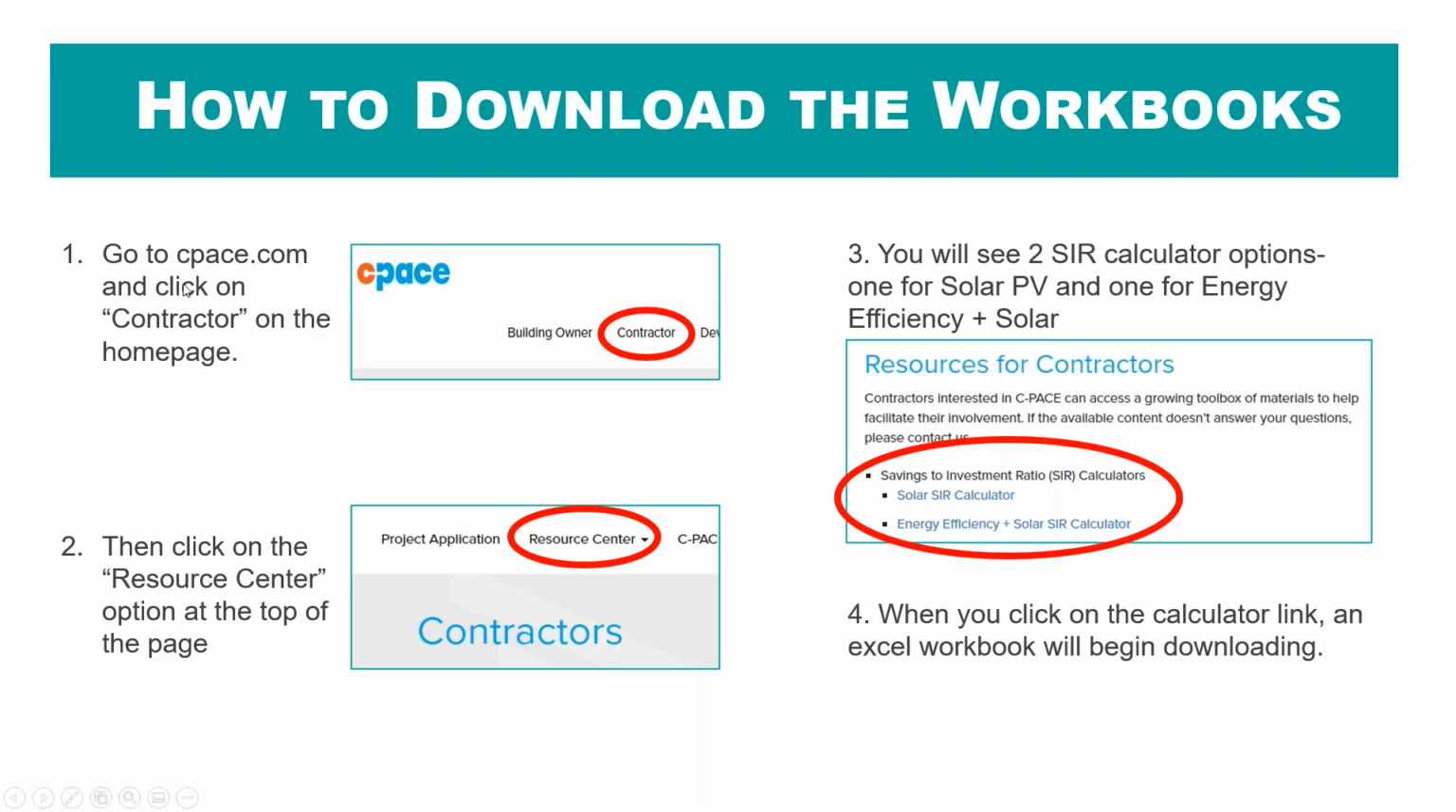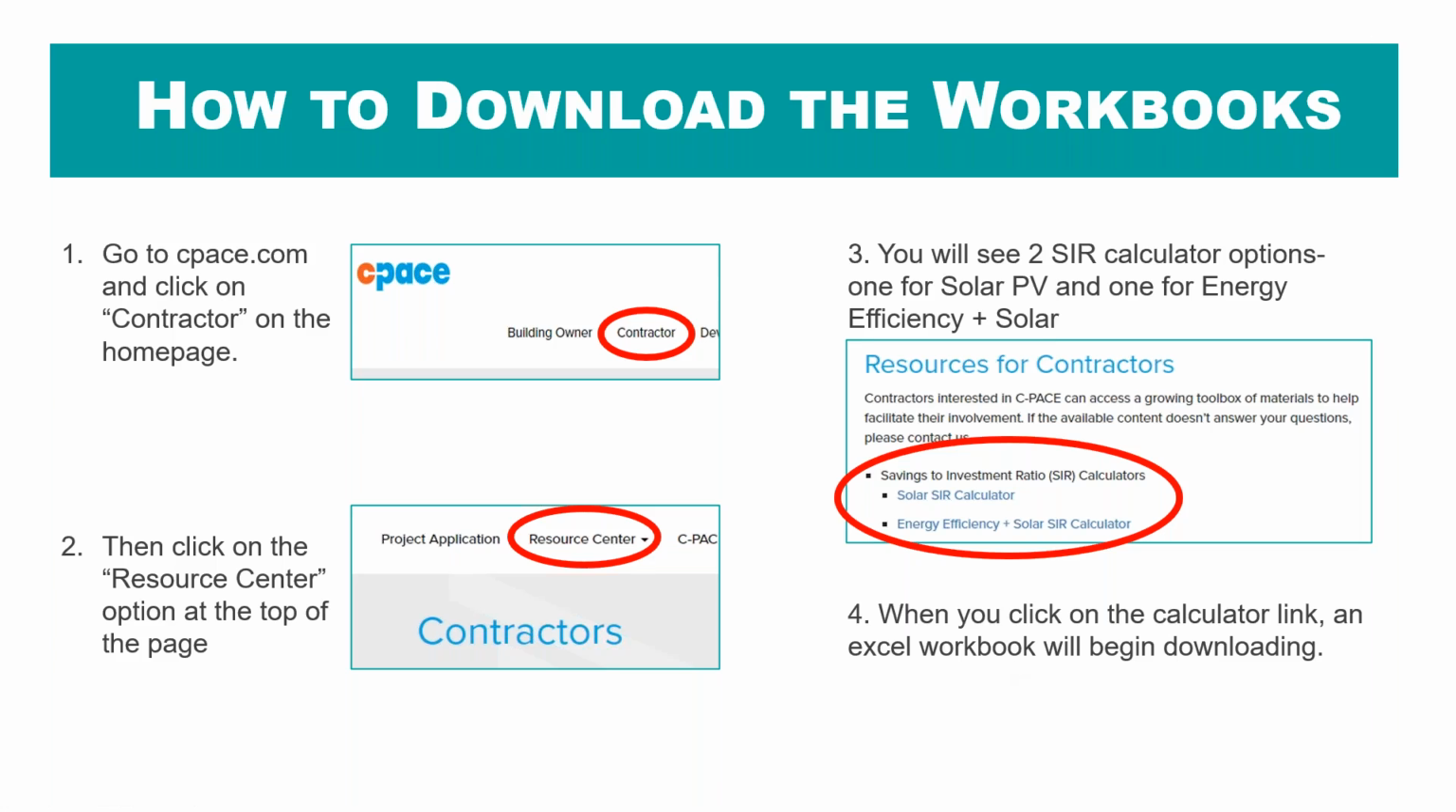So first, you would go to cpace.com and click on the Contractor link on the home page. Then you would click on Resource Center, that's at the top of the page. And from there, you will see the 2 SIR calculators right here. When you click on the calculators, they will begin downloading.